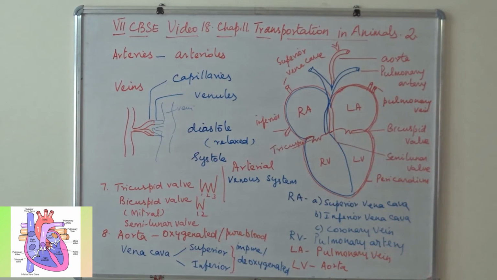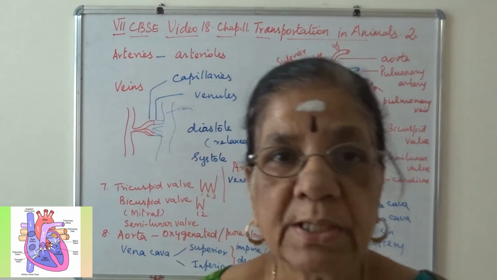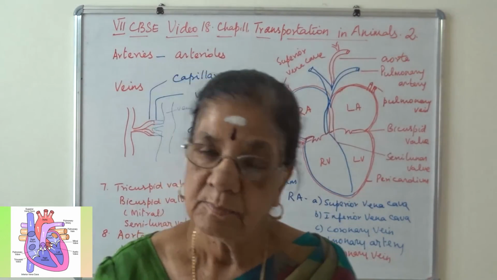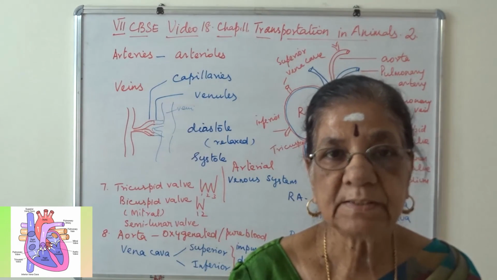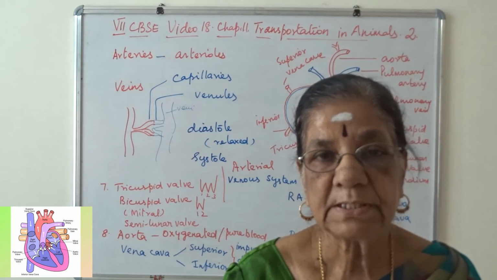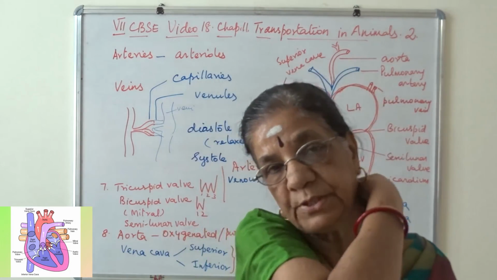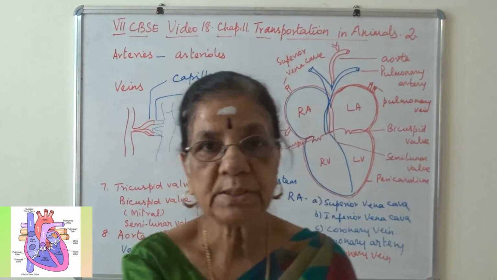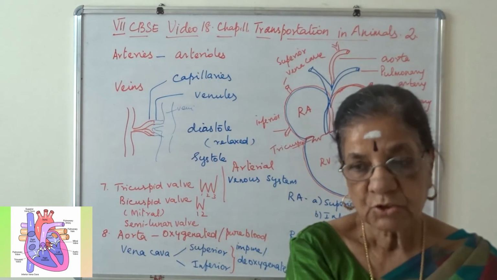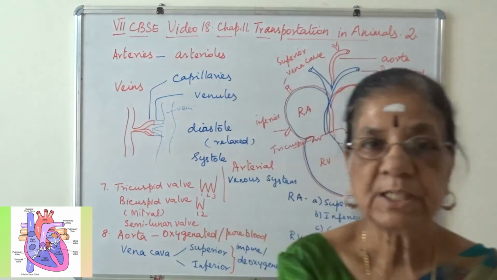So this is the human heart, transportation in animals, video number 18. We have learned the human heart. Video number 17, at the start of the lesson, we learned about blood cell types. Now in video 18, we have learned about the structure of the human heart. So we will continue in the next video session. Have a good day. Thank you.